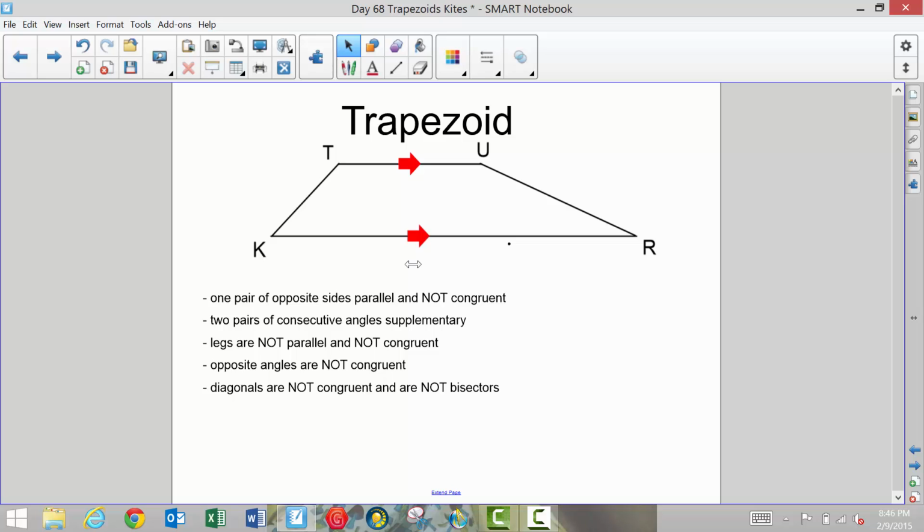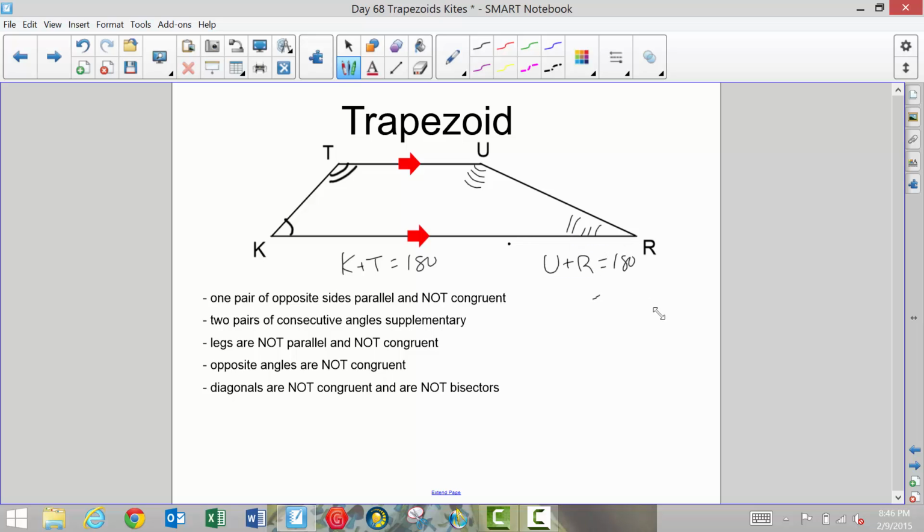You have two pairs of consecutive angles supplementary. So I know that angle K here and angle T are going to equal 180. So I know K plus T is going to equal 180, and I know U and R. So I have U plus R is also going to equal 180. So those are my consecutive angles, two pairs that are supplementary. All consecutive angles in trapezoids are not supplementary, just two pairs.